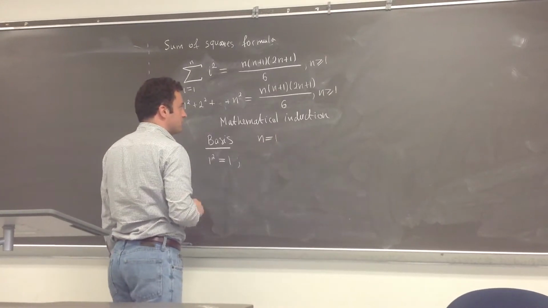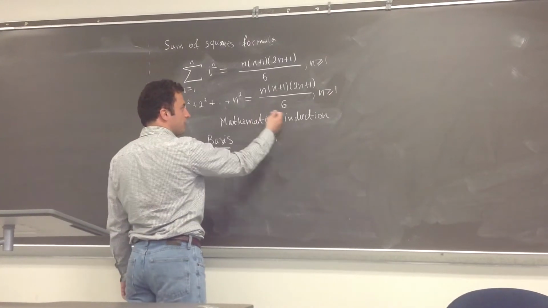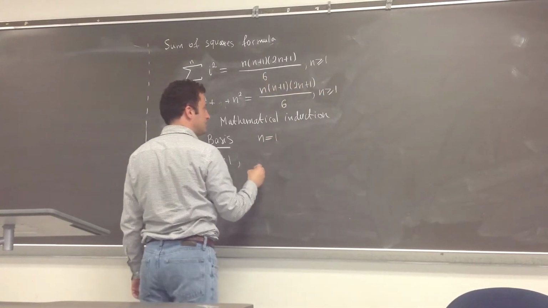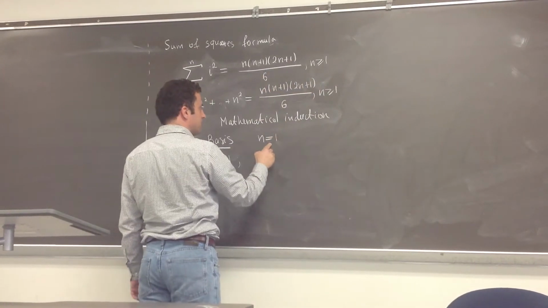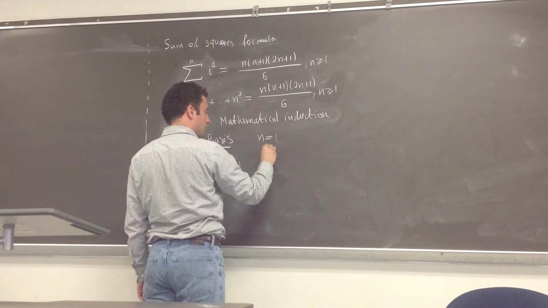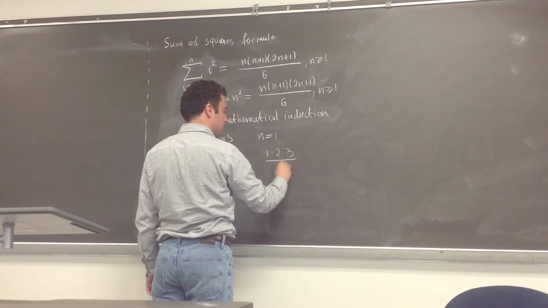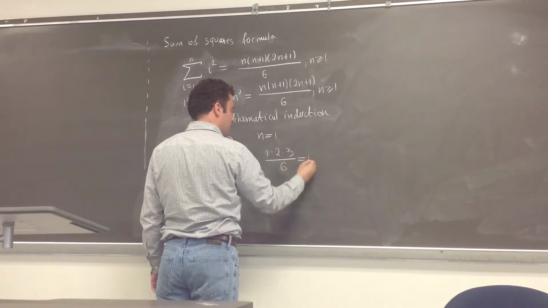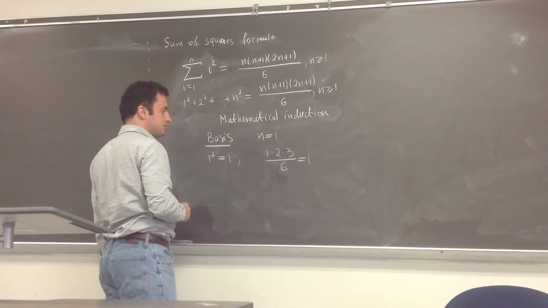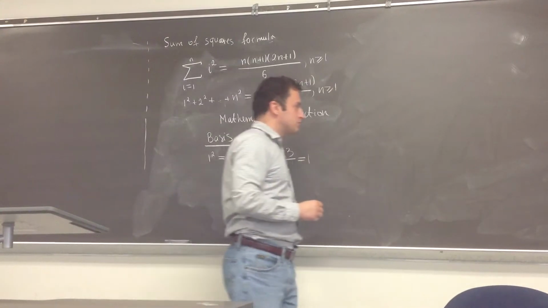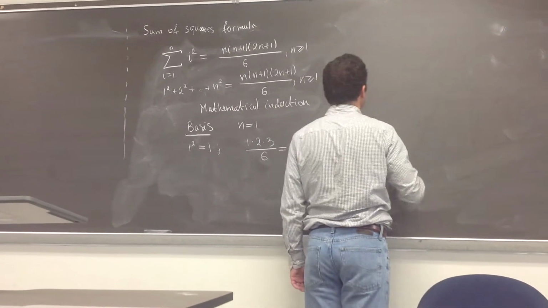Then I want to check that the formula holds true. That means I want to find the value of the expression on the right side when n is equal to 1. So we just plug in n equal to 1 into the formula. You have 1 times 2 times 3 over 6. And we can see we have 6 over 6, which is equal to 1. That means that the formula holds true when n is equal to 1.